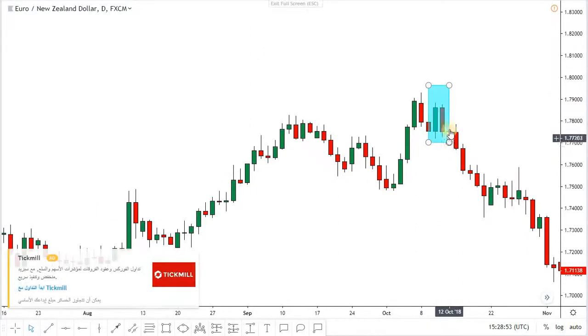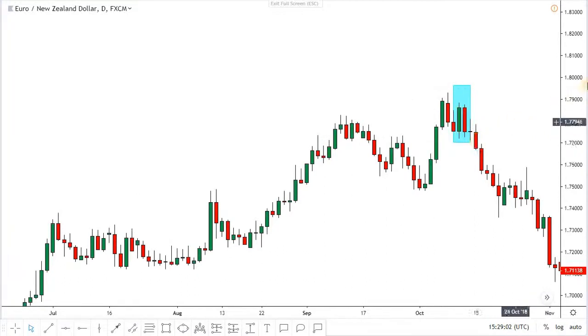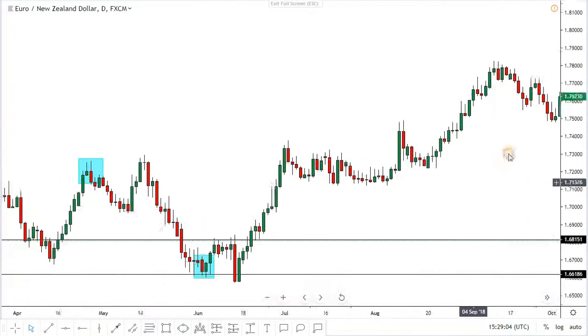And what happened? We also have a doji. So we have two engulfing, one shooting star and a doji, and another shooting star. So it was a very good area for trading.